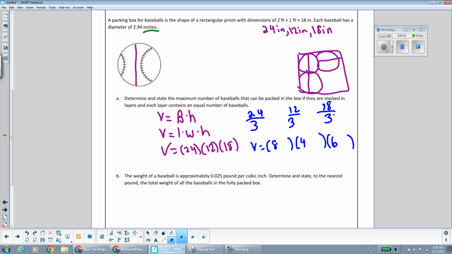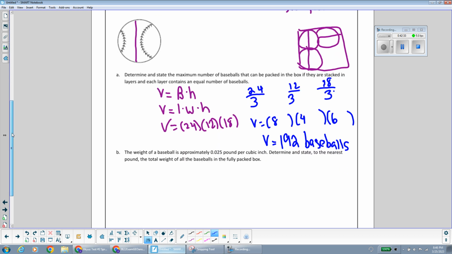I have 8 times 4 times 6, and that gives me 192. So 192 whole baseballs can be stacked in the box. That is the maximum number of baseballs. So the reason I use the 3 once again instead of the 2.94 is because we want the maximum number of whole baseballs. So I just rounded up from 2.94 to 3 so we can talk about whole baseballs. Okay.